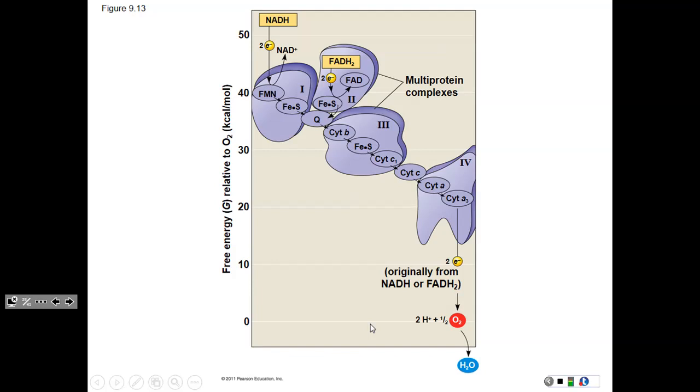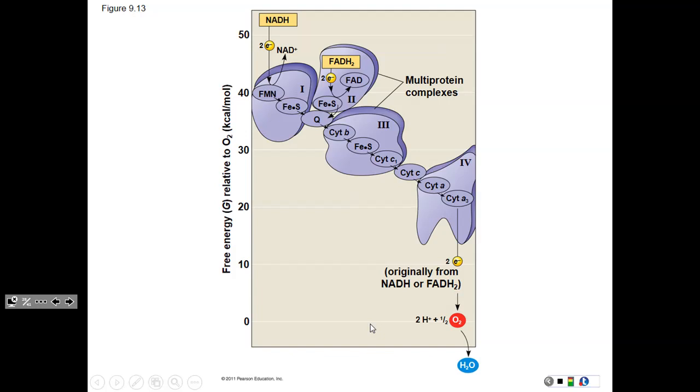Here is a picture of a cartoon, at least, of an electron transport chain. It wouldn't be a bad idea to think of this electron transport chain, and it is the epitome of electron transport chains. It is the electron transport chain. There are other electron transport chains. This is the electron transport chain.